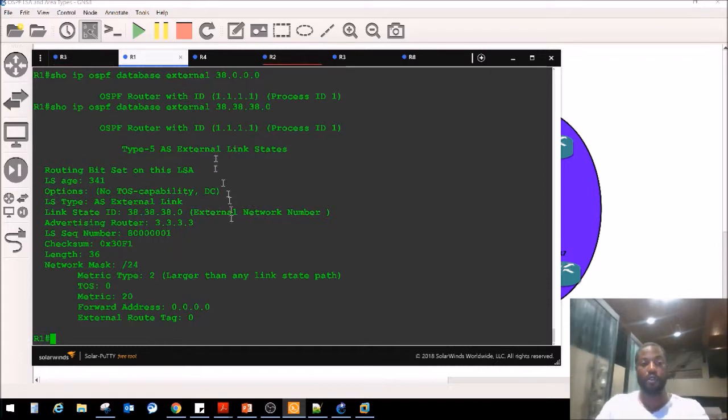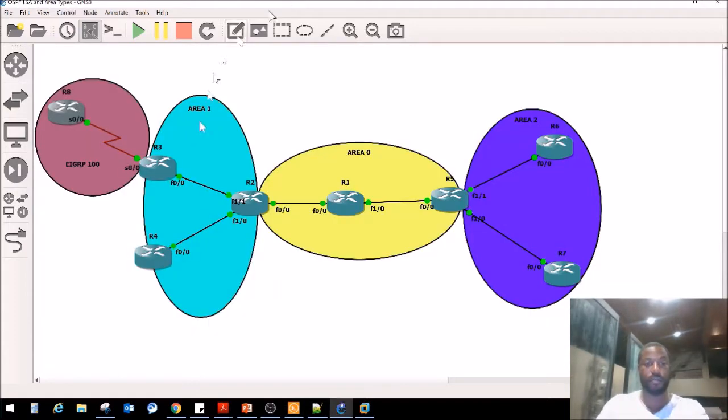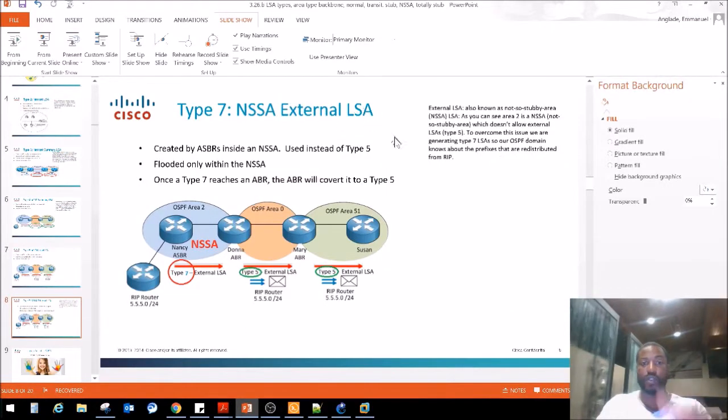So now let's go ahead and move on to type 7 and wrap this up. We said type 7 is the NSSA external LSA. So basically we need to turn an area into an NSSA area and then generate those LSAs.